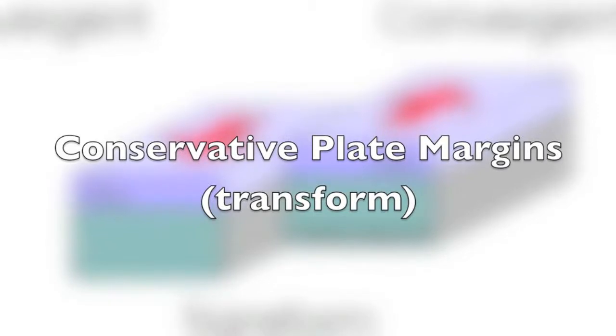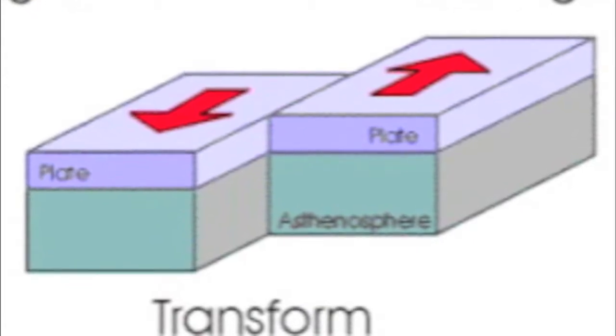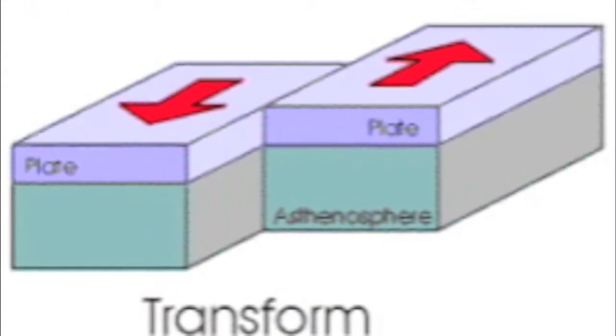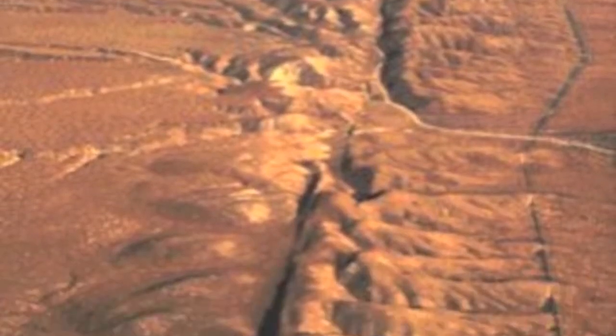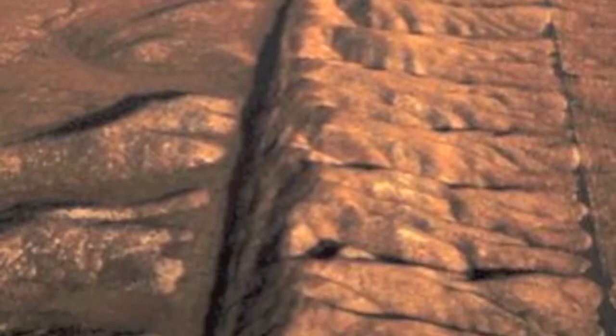There are also conservative plate margins, which is when plates slide by each other, not damaging either plate. However, this causes the rocks in the area to be affected. An example of this is the San Andreas Fault located in California.